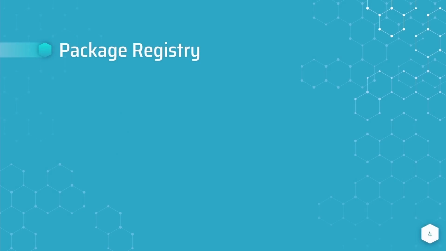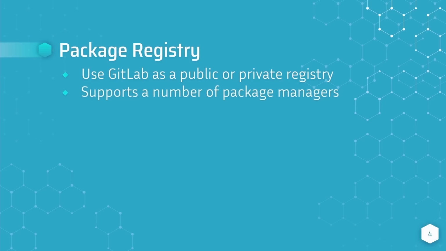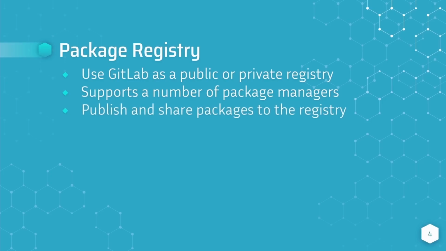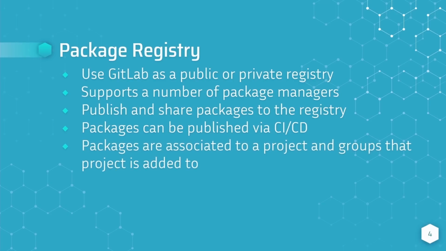Now let's talk about the registries available in GitLab, starting with the package registry. The GitLab package registry allows you to use GitLab as a public or private software package registry. And the registry supports a number of package managers. You can publish and share software packages to the registry, and these packages can be published from within a CI/CD pipeline. Packages are associated to a GitLab project and groups that project is added to.